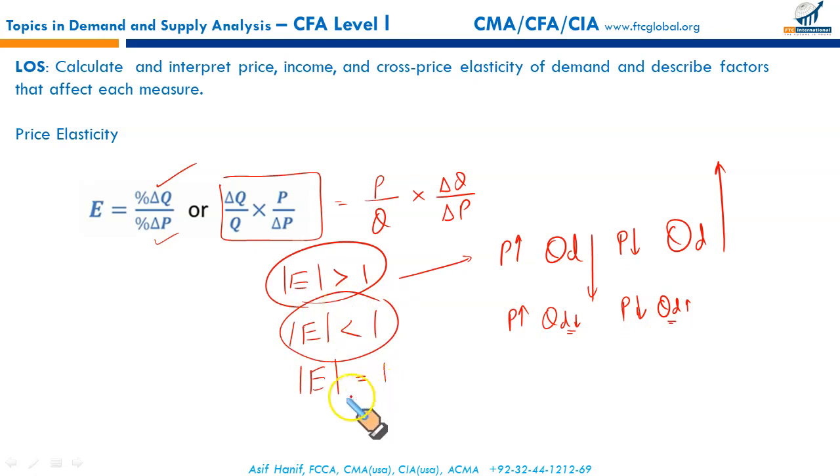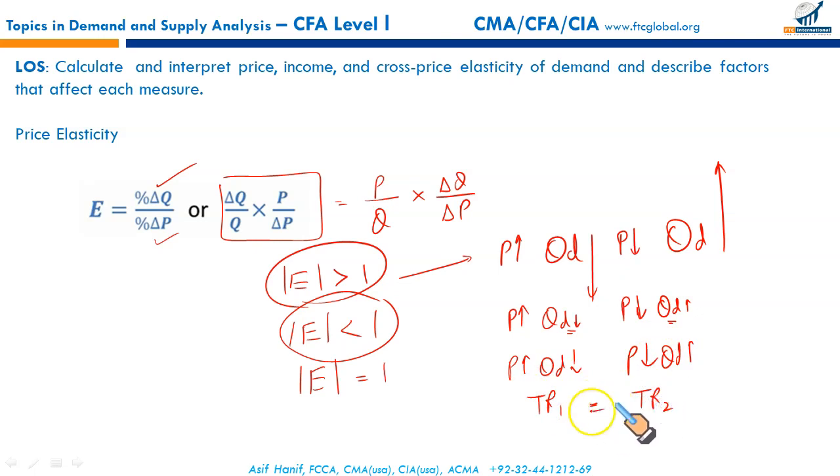Whereas in this case, which you call the unitary elastic, if the price increases, of course, quantity demanded will fall. And if the price decreases, the quantity demanded will increase. But it is in such a way that the total revenue here would be the same as total revenue here. So change in price will basically cause no change in total revenue. Yes, quantity demanded will fall. Yes, with decrease in price, quantity demanded would increase, but the total revenue would stay the same.